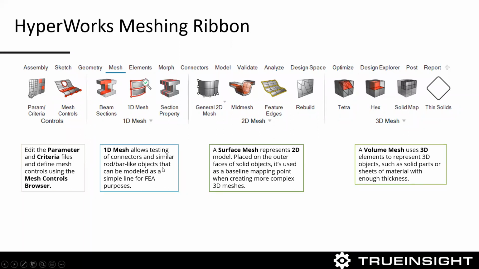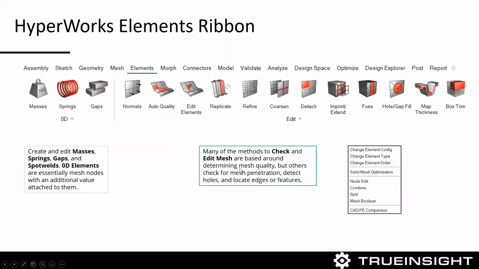1D meshing would be traditional line-based elements, so beam sections, whatnot. And then surface meshing, you have a lot of different surface 2D meshes available to you. And lastly, our 3D mesh. So everything's sorted and organized on this tree.